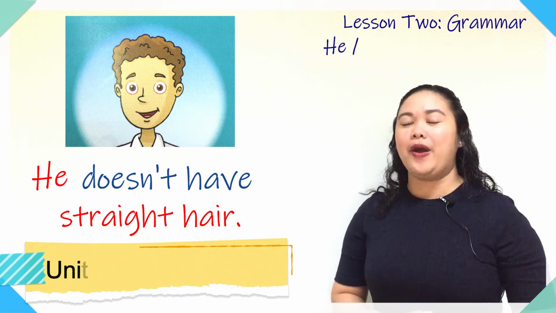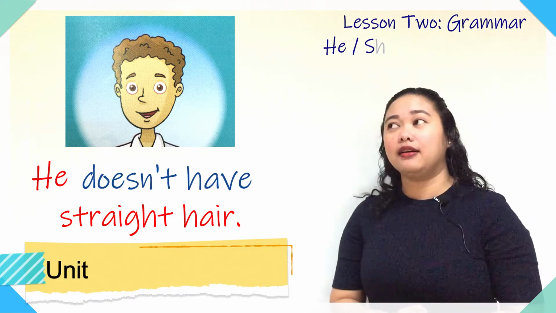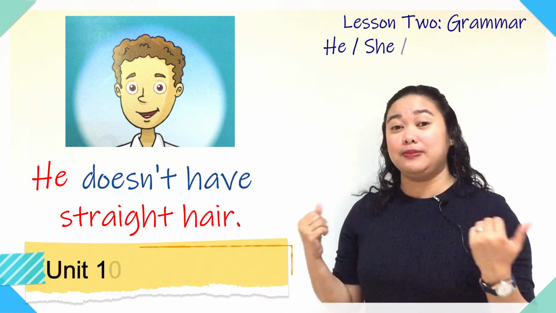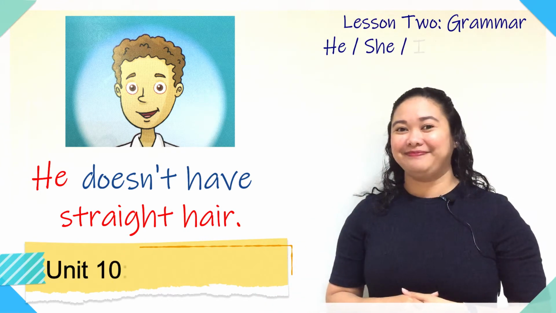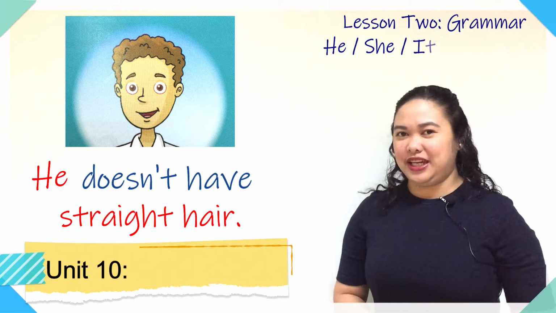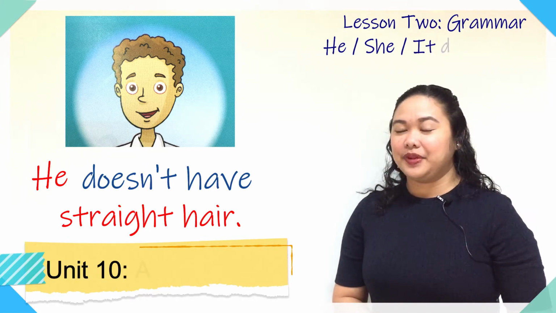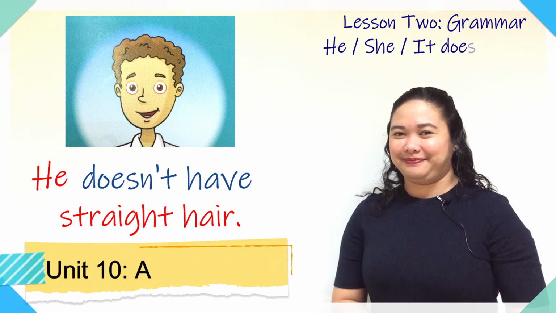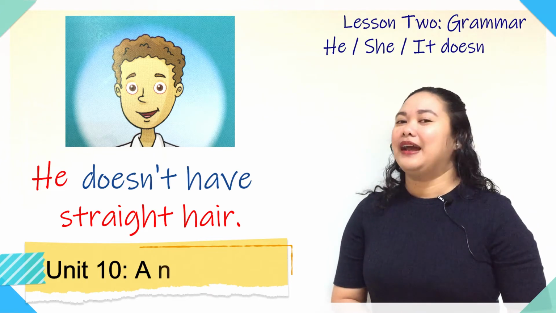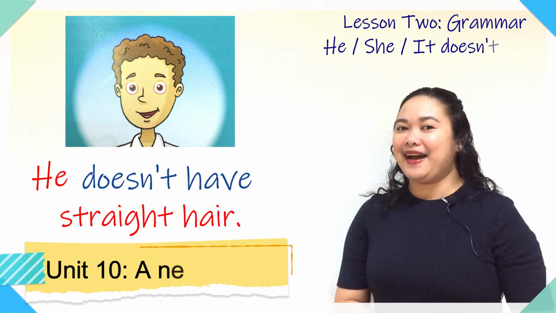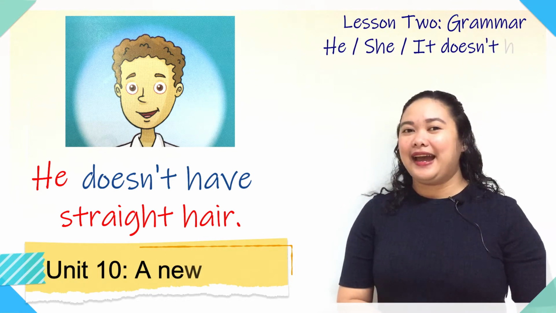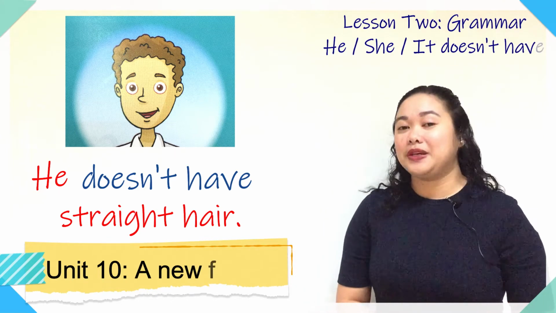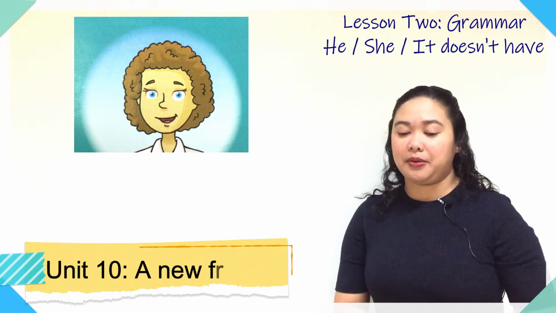Okay? When you say doesn't have, it's like you are saying that you don't have it. You don't own it, or you don't possess it. Okay? Good. So, let's read the sentence. He doesn't have straight hair. Read with me. He doesn't have straight hair. Wow, very good.